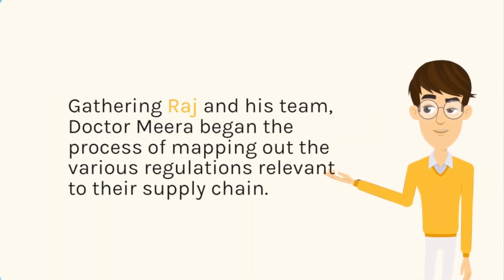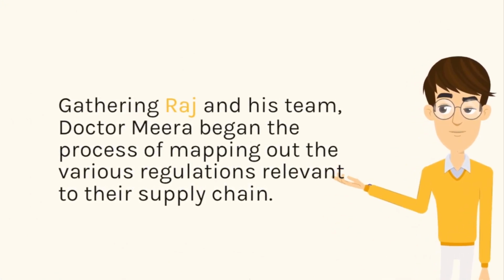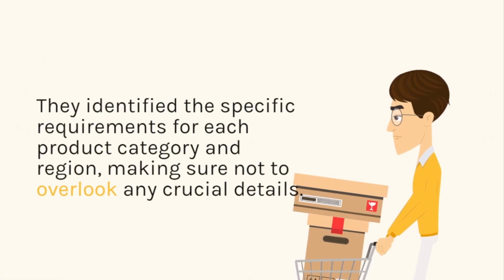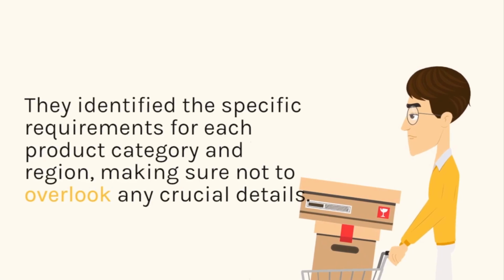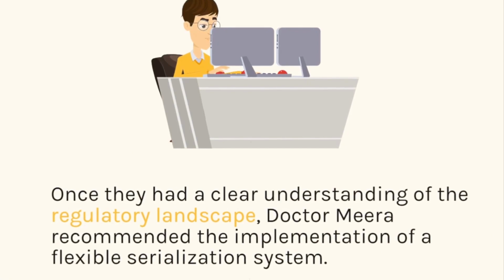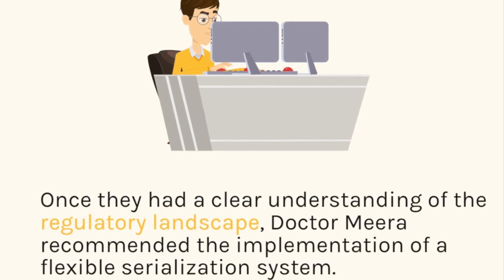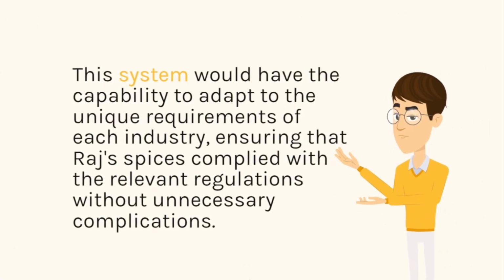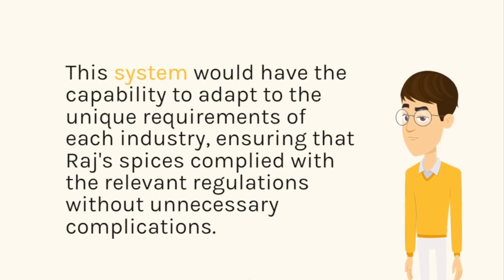Gathering Raj and his team, Dr. Mira began the process of mapping out the various regulations relevant to their supply chain. They identified the specific requirements for each product category and region, making sure not to overlook any crucial details. Once they had a clear understanding of the regulatory landscape, Dr. Mira recommended the implementation of a flexible serialization system. This system would have the capability to adapt to the unique requirements of each industry, ensuring that Raj's spices complied with the relevant regulations without unnecessary complications.